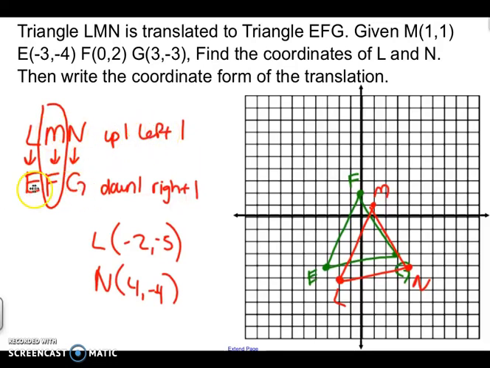But since they gave you this whole bottom triangle and you had to find L and N, you had to go backwards. So I needed to go down 1 and right 1 if I started at EFG. I started from E and went down 1 and right 1, and that gave me L. And I started at G and went down 1, right 1, and that gave me point N, okay? So again, that one was pretty tricky, but we will definitely get some practice with that.